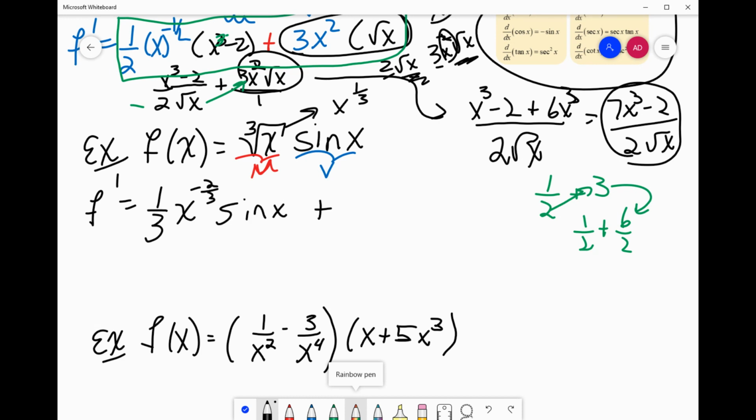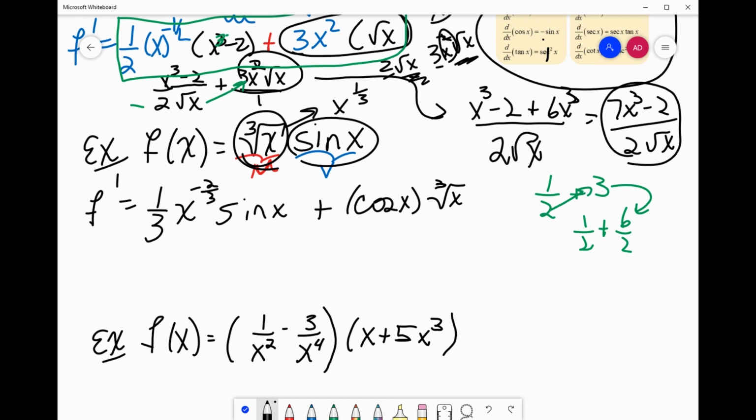Then we go plus v prime. The derivative of sine is on the table up here, and the derivative of sine is cosine. Love that one. Times my u, which is the cube root of x. Like I said, if you're just trying to find the derivative, you could technically leave it like this. If your teacher likes it a little bit cleaner, then you could just kick this out as such.